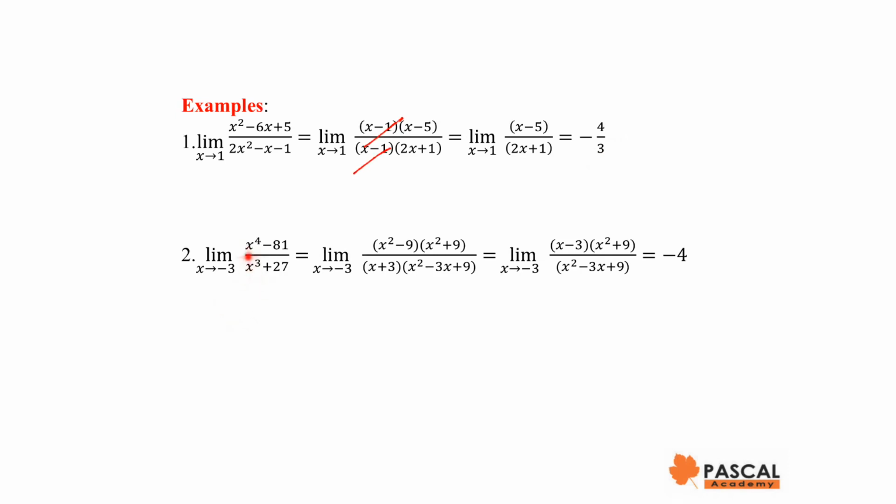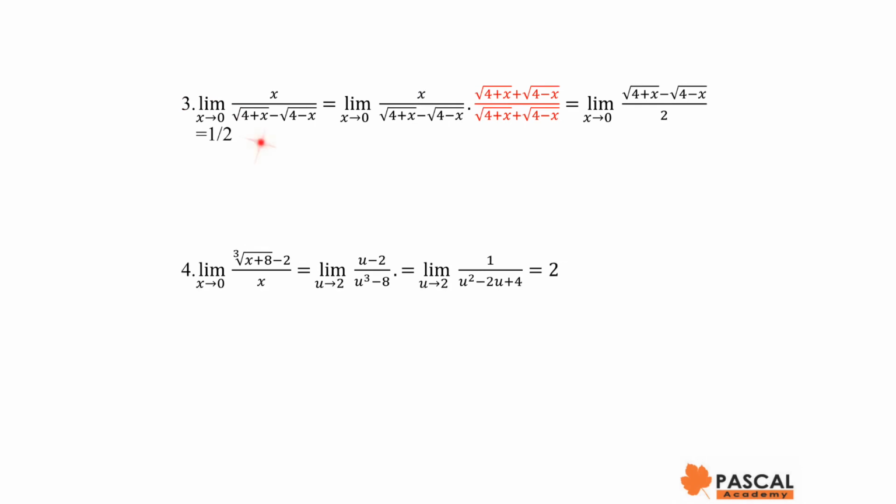Example 2: limit of x⁴ minus 81 divided by x³ plus 27 as x approaches negative 3. The numerator is a difference of squares, x² minus 9 times x² plus 9. The denominator is a sum of cubes, x plus 3 times x² minus 3x plus 9. We reduce the fraction by x plus 3. The limit would be the same as the limit of x minus 3 times x² plus 9 divided by x² minus 3x plus 9 as x approaches negative 3, which is negative 4. We found negative 4 by direct substitution in the simplified form of the function.